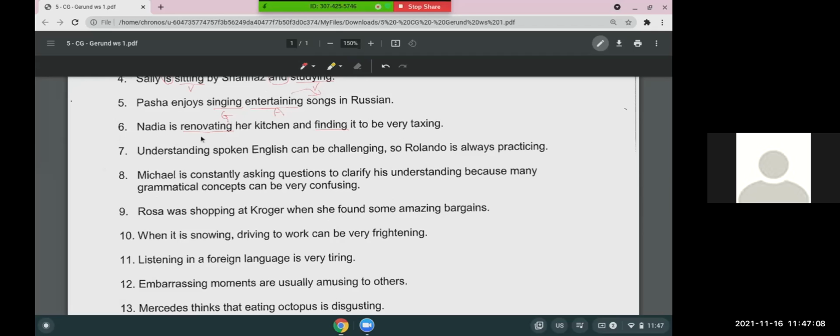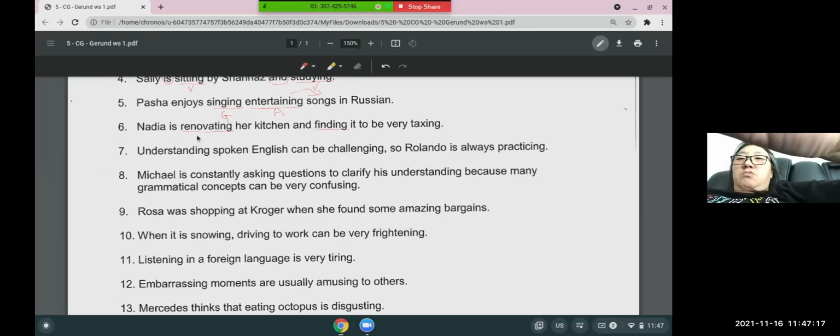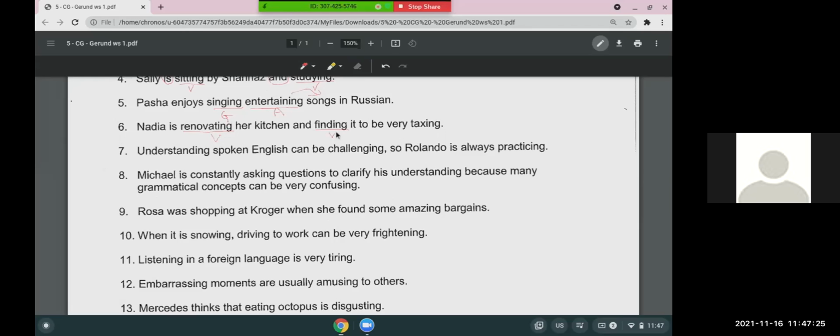Nadia is renovating her kitchen and finding it can be very taxing. Renovating, verb. And the second, finding, also verb. And that's the adjective. Yes. To be very taxing. Very. So no gerund here.